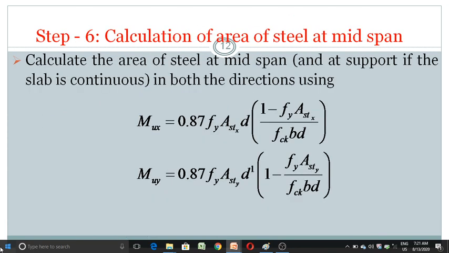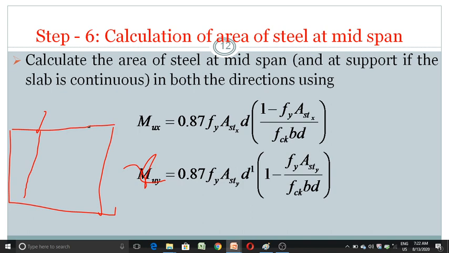Next we have to calculate the area of steel at midspan. As I already told you, our slab will be divided into edge strips and a middle strip. Say this is a slab, this is the y direction and this is the x direction, the shorter direction. This slab will be divided along the y direction into 3: an edge strip, a middle strip and another edge strip. And along the x direction also it is divided, with an edge strip, an edge strip and a middle strip in between. Like that we have to divide our two-way slab.